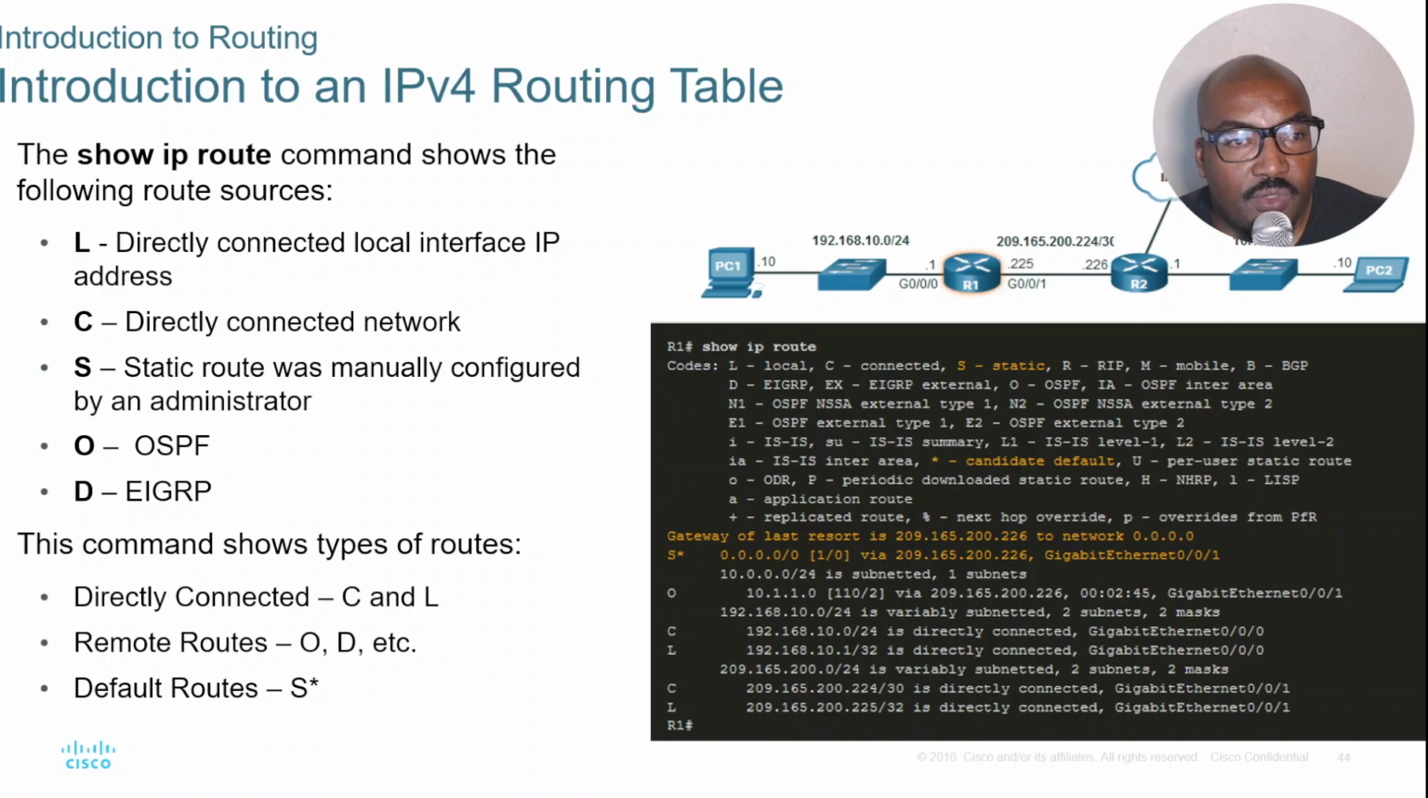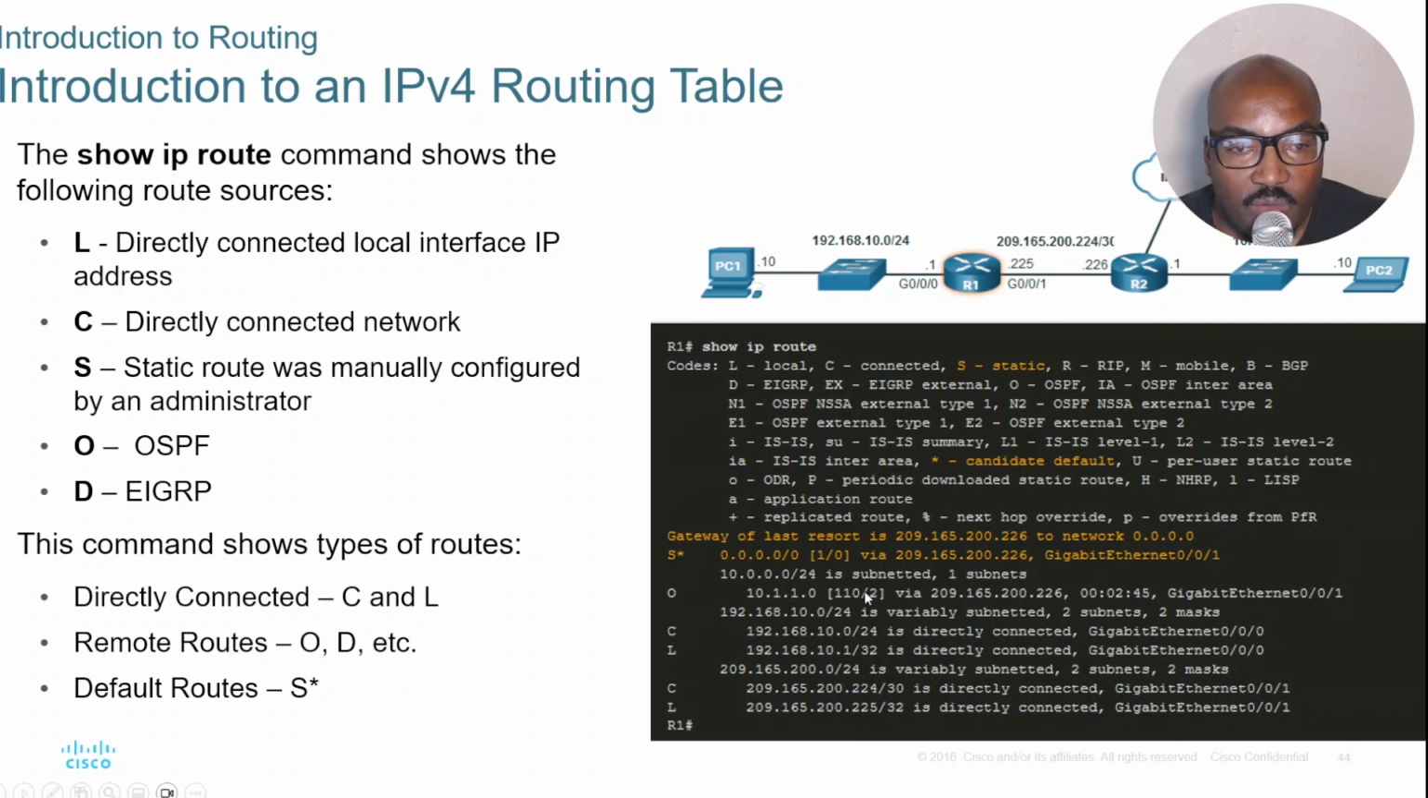Introduction to an IP version 4 routing table. The show IP route command shows the following sources. So if you were to go into a router, type in show IP route, this is the information you're going to get. And there's a plethora of information. Notice the different WAN numbers here. Obviously, these are different subnet masks. Very important. The reason why these are different subnet masks is these are probably different subnets, different broadcast domains.